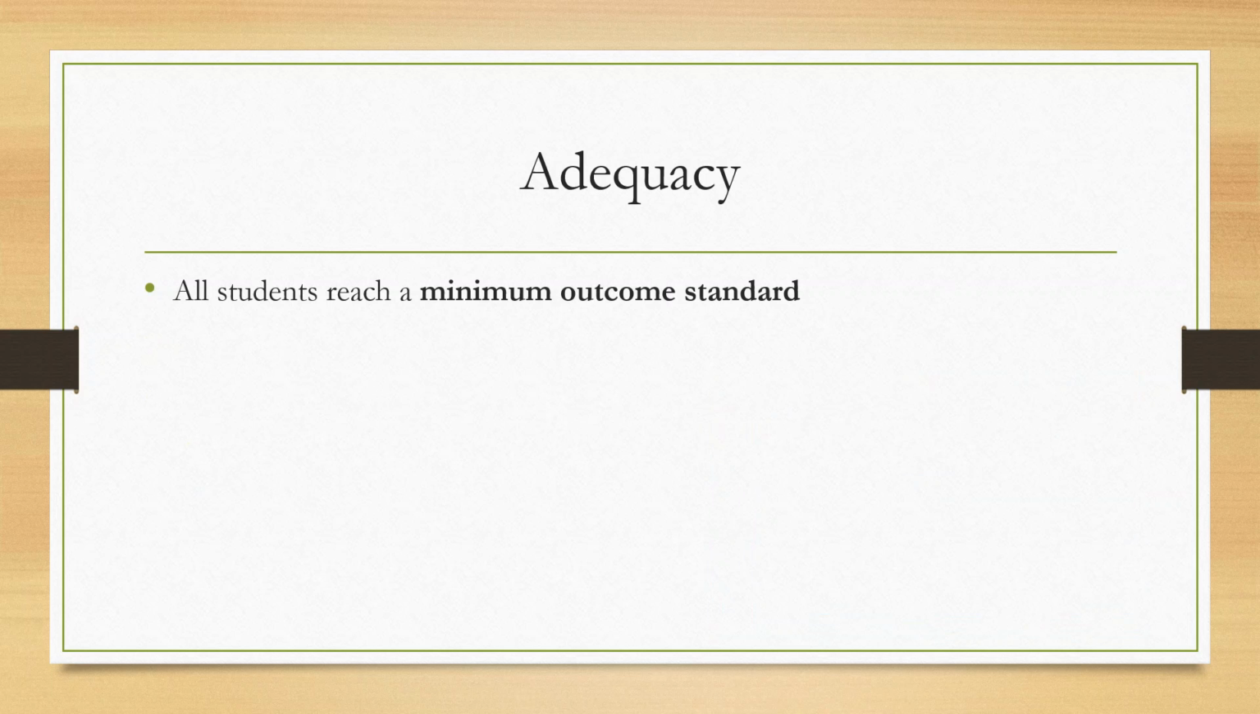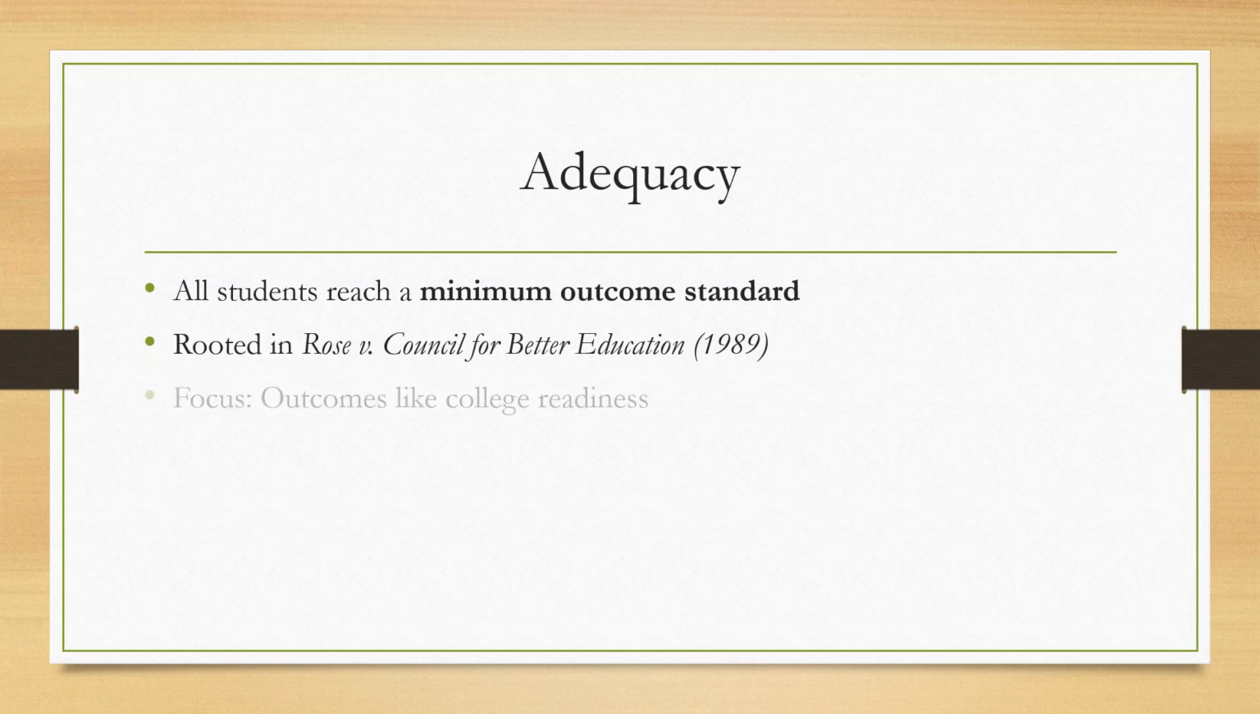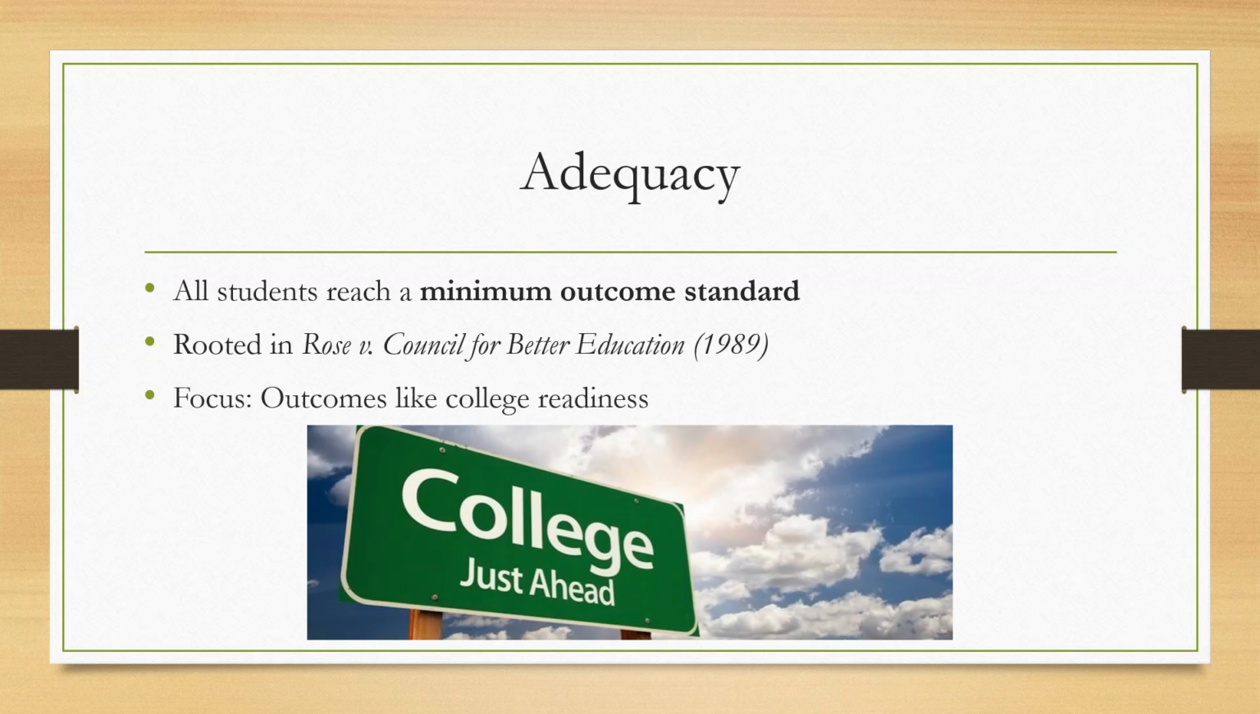Now, in regards to adequacy, the author defines adequacy as making sure that all students can reach a minimum outcome standard, for example, being college ready or career ready. This shifts the focus from just equal inputs to actual results. It comes from cases like Rose versus the Council for Better Education, where the courts said that students have a right to a constitutionally adequate education. Again, this has a really big focus on the outcomes, and the priority is making sure that we have graduates who are college ready. I do agree with this definition because it connects school funding directly to real student success, and it's not just about how the money is spent.